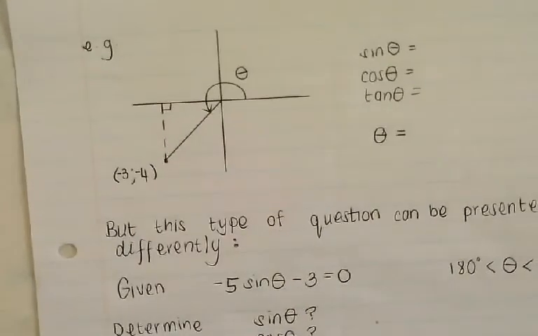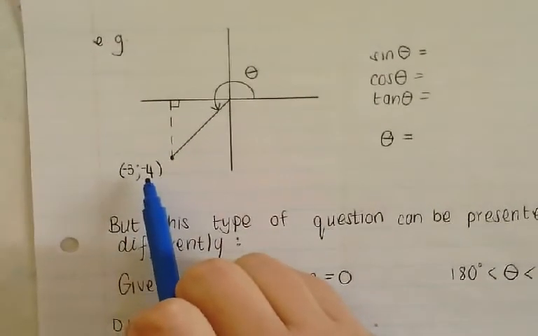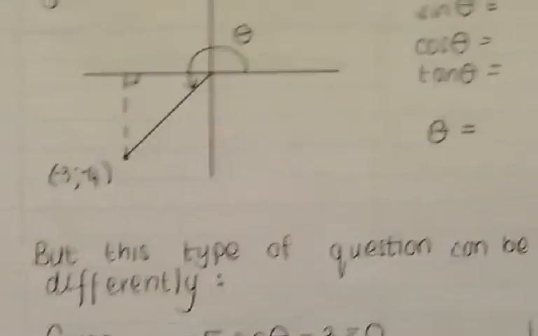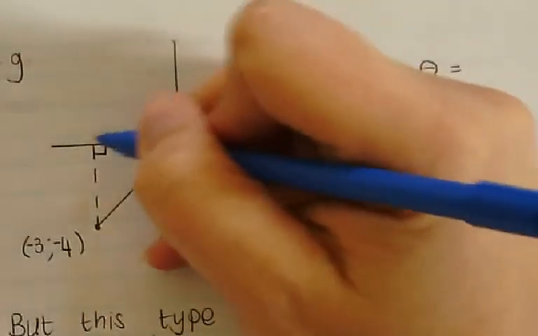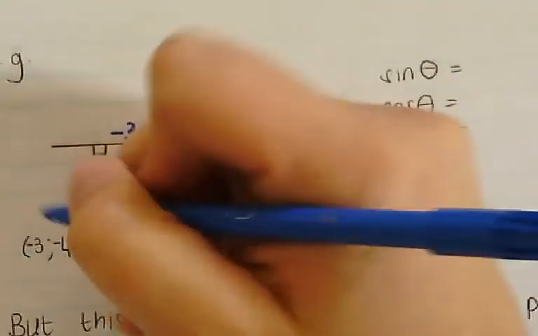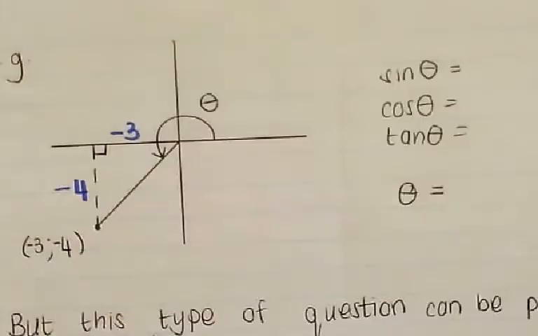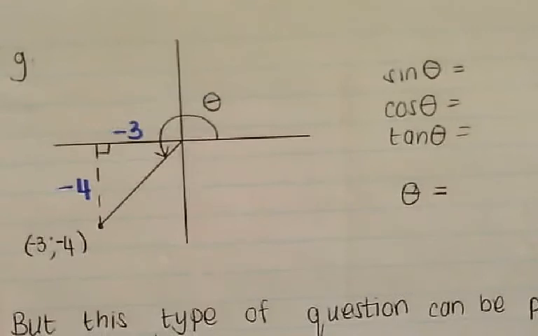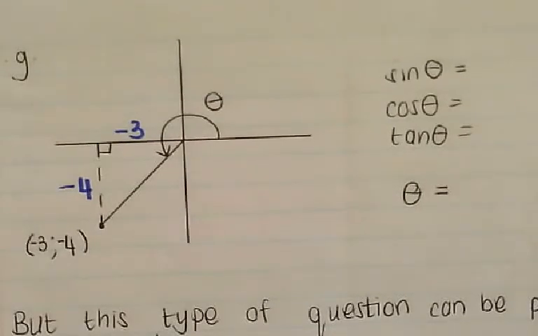Let's check. My x value is negative 3. So I'm going to put negative 3 in my x. My y value is negative 4. So I'm going to put negative 4 in my y. I still need to know what r is.